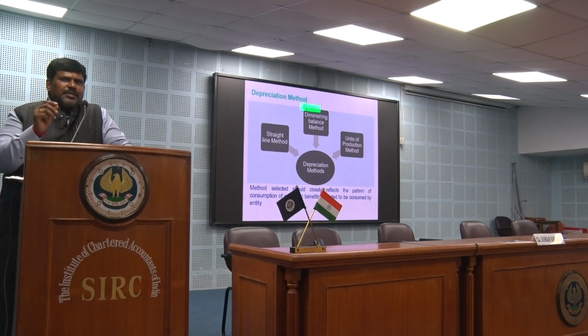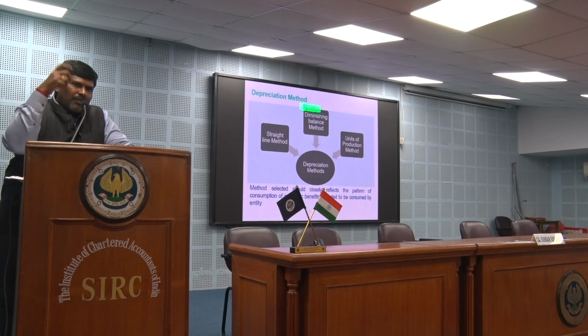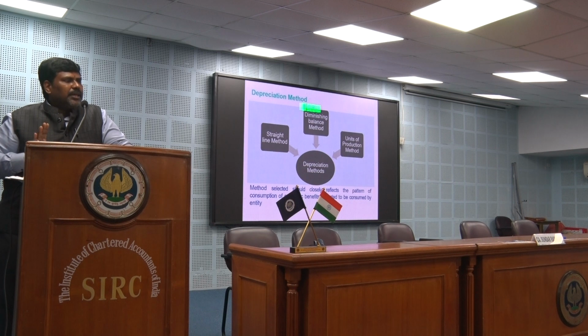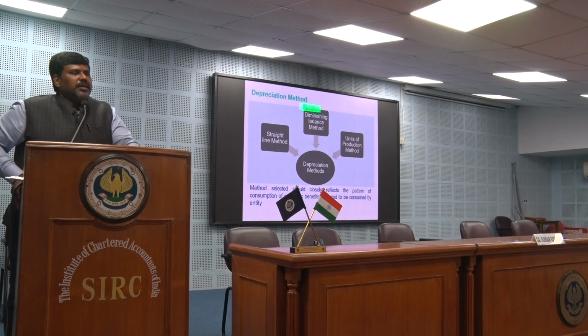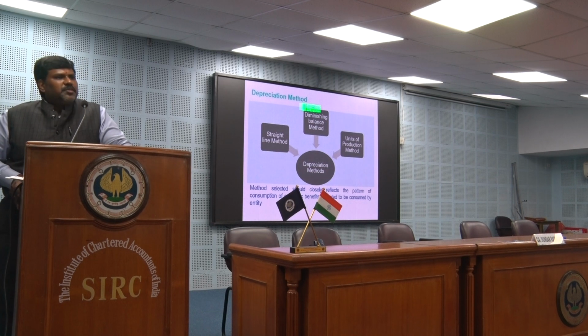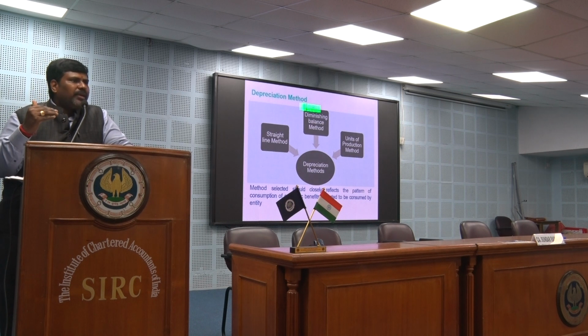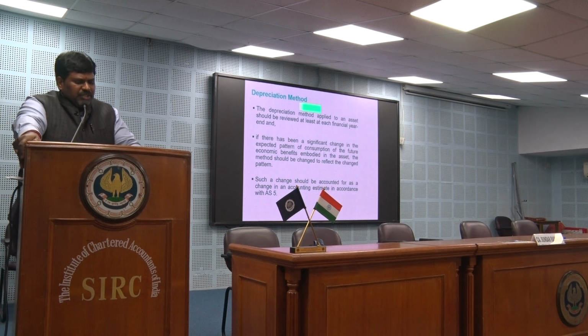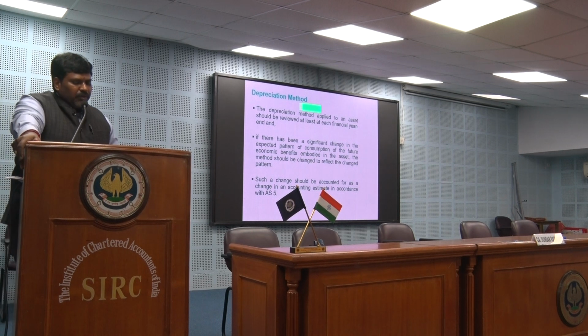So the concept of depreciation is writing off the cost over the useful life, and that depreciation can be synchronized with the pattern of consumption of the economic benefits, the economic usage of the particular asset in question. But once a particular method is exercised and followed, there must be consistency in following that particular method. The depreciation method applied to an asset should be reviewed.